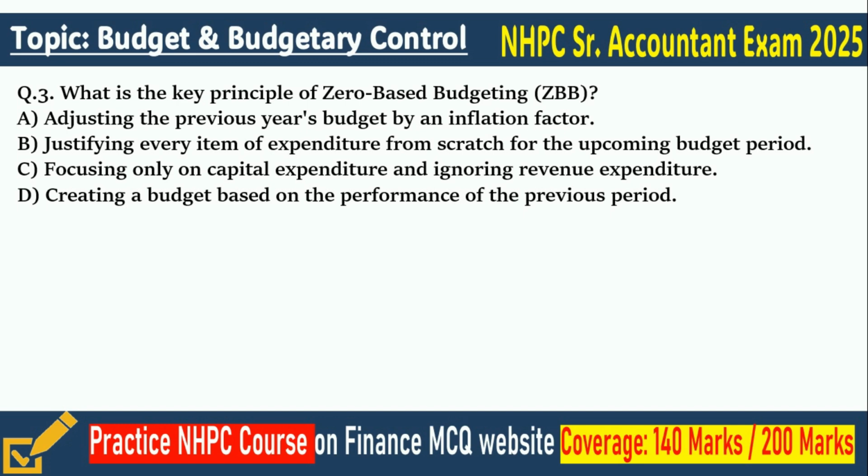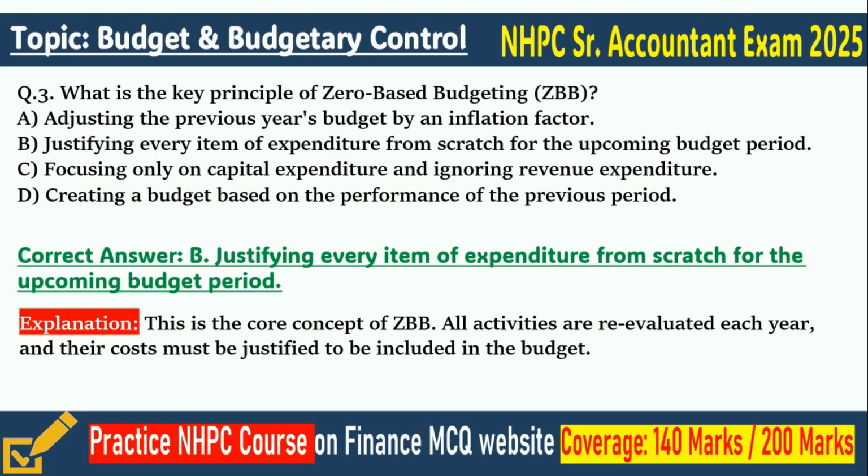Friends, remember that under zero-based budgeting, we are assuming that the budget is prepared for the first time. So all the workings are done from scratch. The correct answer has to be option B, that says justifying every item of expenditure from scratch for the upcoming budget period. So friends, this is a core concept of ZBB. All activities are re-evaluated each year and their cost must be justified to be included in the budget.